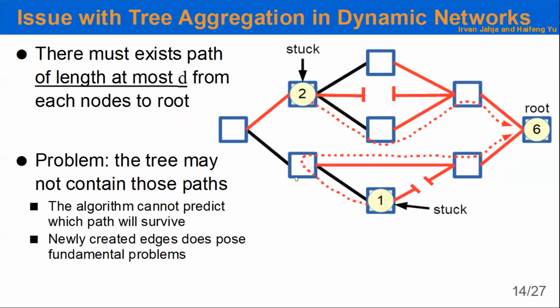So the problem here is actually somewhat fundamental. Because the topology changes can be adversarial, the algorithm cannot predict which path will survive. Putting it another way, whichever path we decide to include in the spanning tree, the adversary can always target specifically those paths to cut. On a side note though, different from deleted edges, edges that are newly created do not pose fundamental problems for the algorithms. Because of this, in this presentation, we will focus mainly on how to deal with deleted edges. Our paper explains how we handle newly created edges.